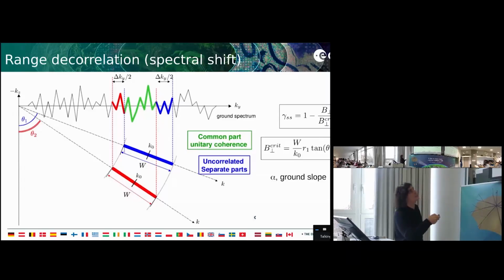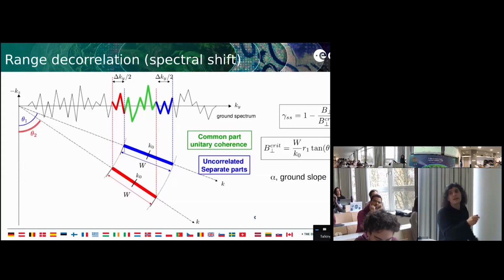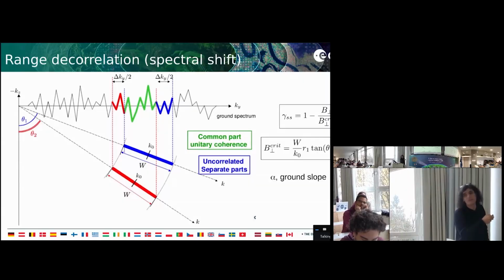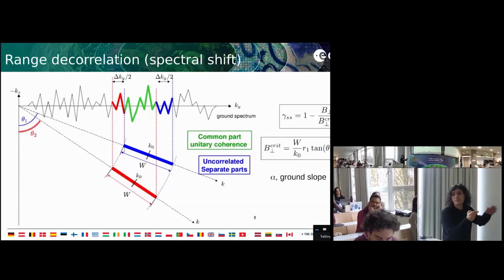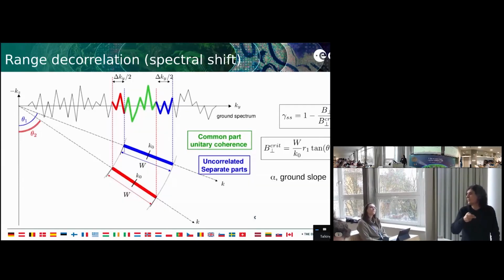You see that this red slab here, when you project it onto this axis, selects only this part of the spectrum, and the blue one, the first acquisition, selects the second one. And they are slightly shifted. The amount of shifting depends on the difference between theta 1 and theta 2, so the baseline. And it also depends on the width of the slabs you select into the spectral domain. And this width is the range resolution, more or less.